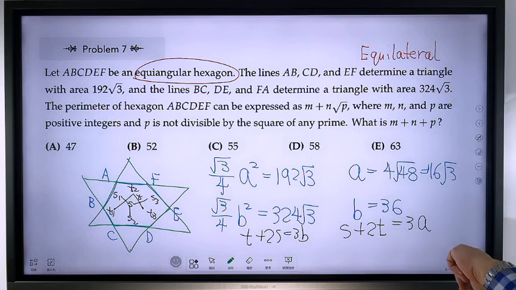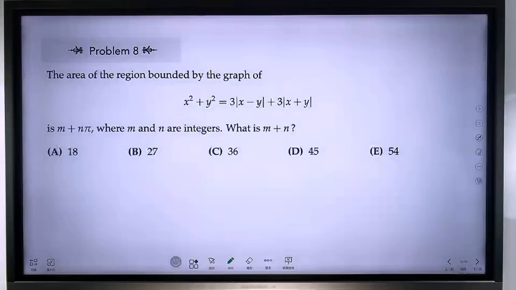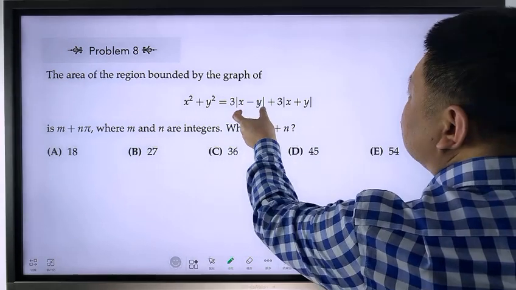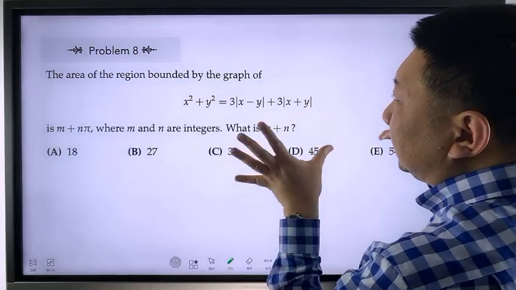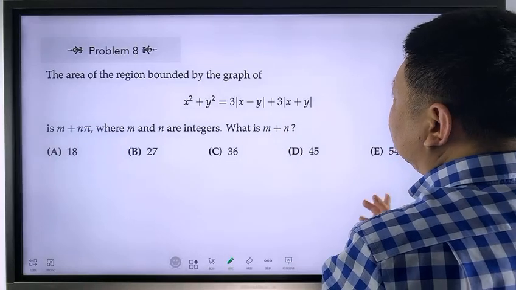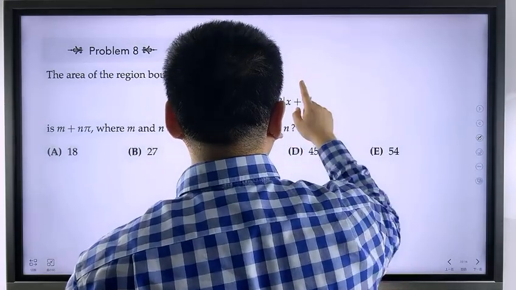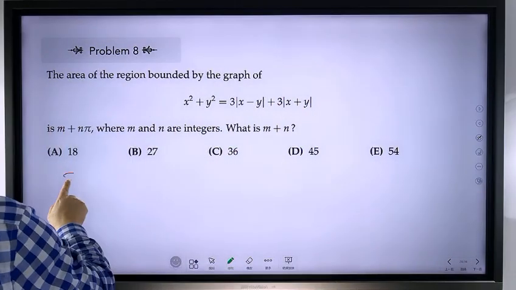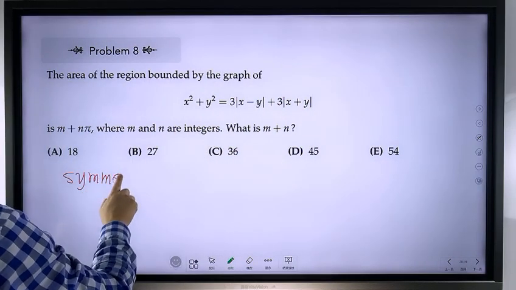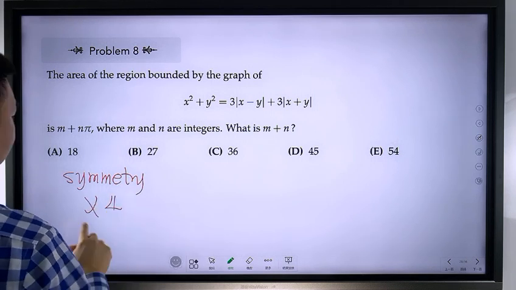So that's problem 7, and this time is almost up, but we still have 3 questions. Maybe we just quickly go over them. For that question, the hard part is about absolute value. So how do we deal with absolute value? It's about plus, minus. When I see this question, what I think about is symmetry. And probably this symmetry also means something multiplied by 4, right?